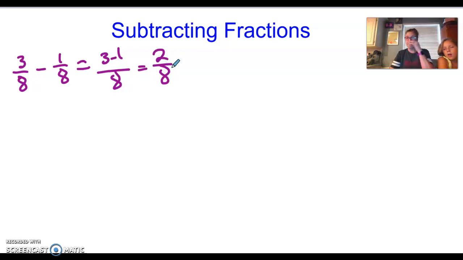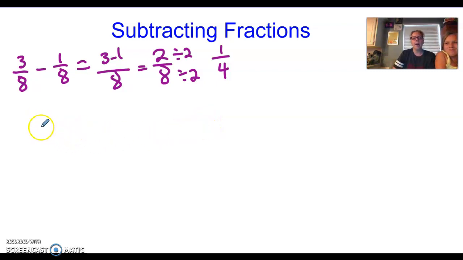And then if it can be simplified, you need to simplify it, just like we have all year long. So 2 divided by 2 is 1. 8 divided by 2 is 4. So it would be 1/4 would be your answer on that. Okay, so this is subtracting fractions.